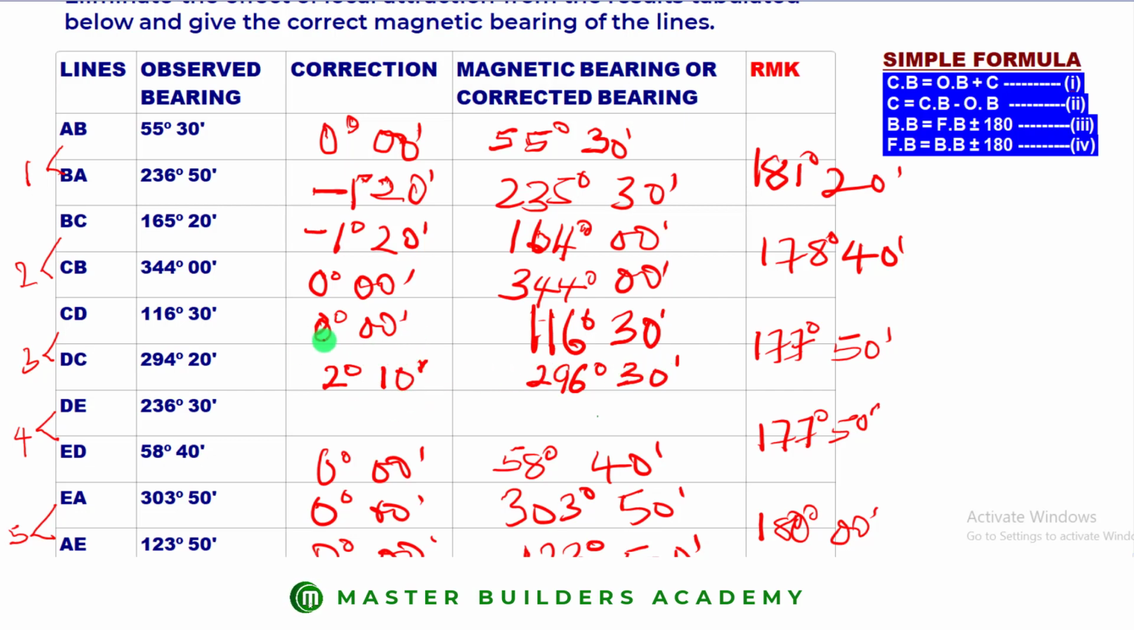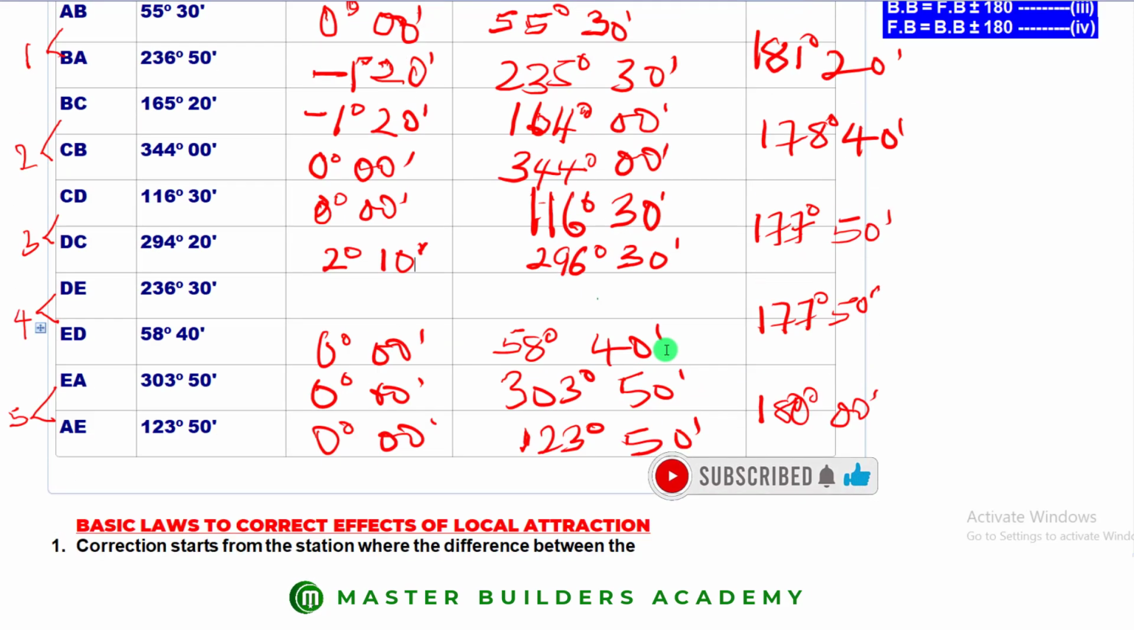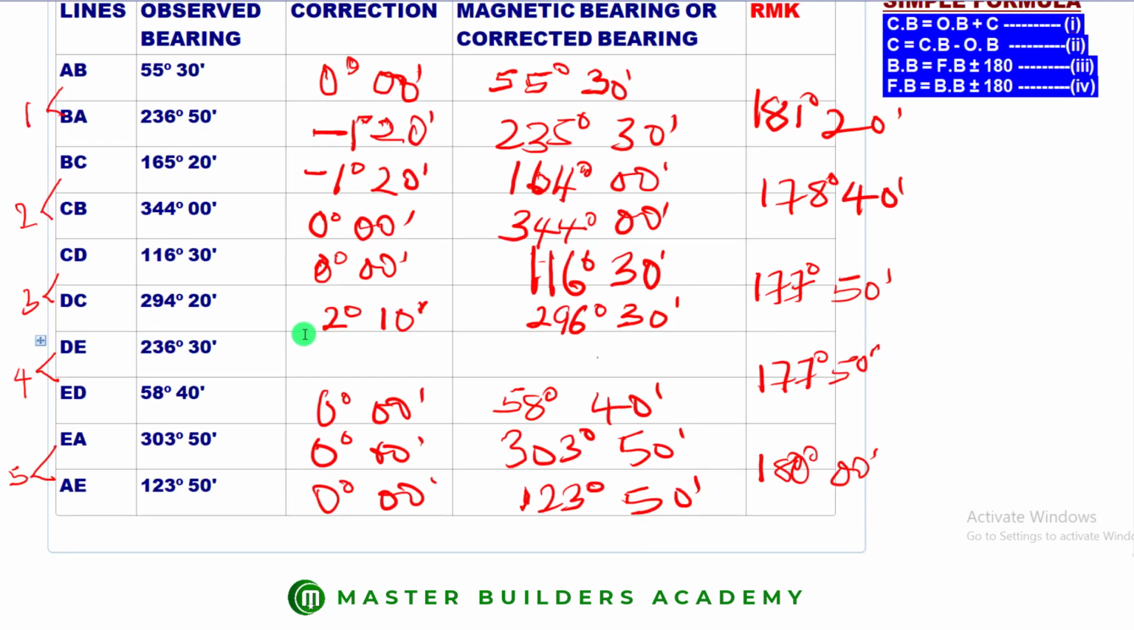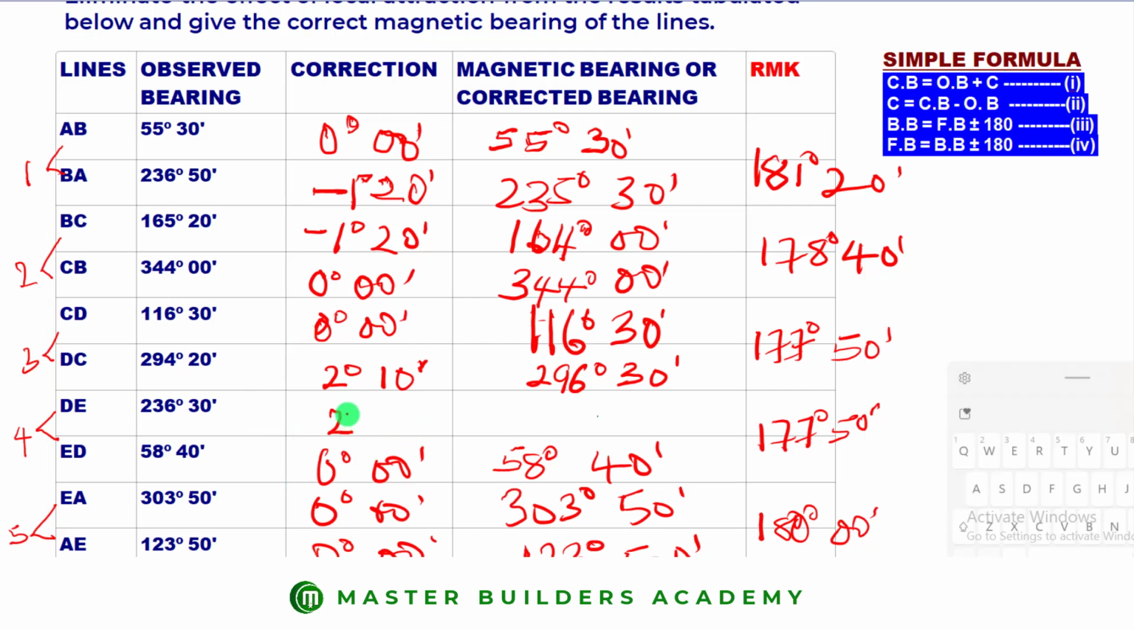So we have successfully obtained all of this line except for line DE. Now again, if you check DC, we just corrected. DC and DE all began with D, and we state that from law number 2, lines that begin with the same letter have the same correction. So therefore, we will transfer the correction for DC to what? To DE. And then we'll also have this as what? 2 degrees 10 minutes. Are you with me?